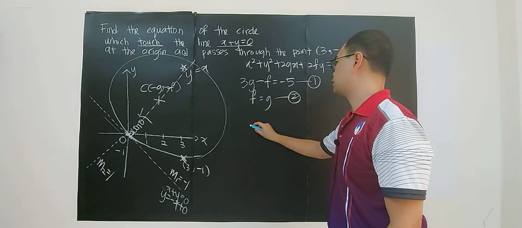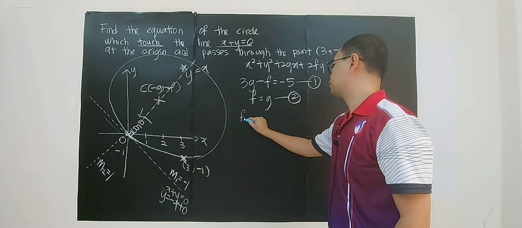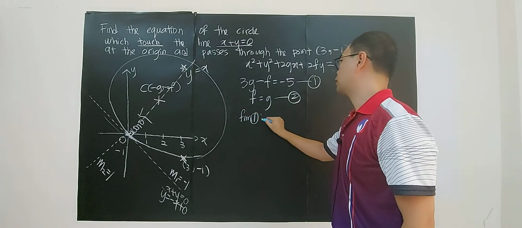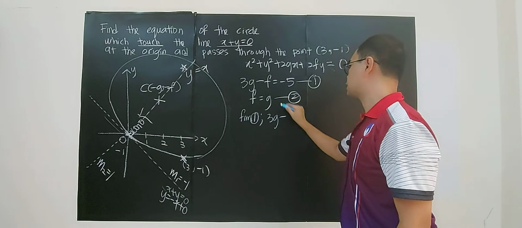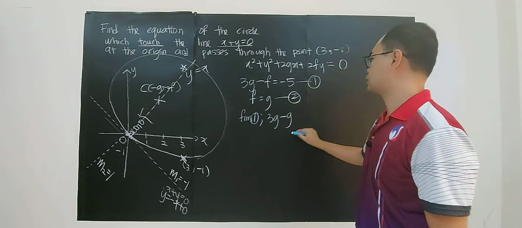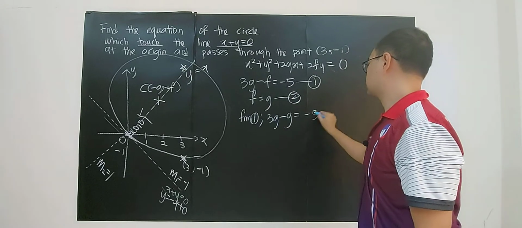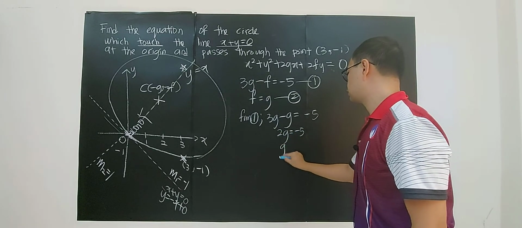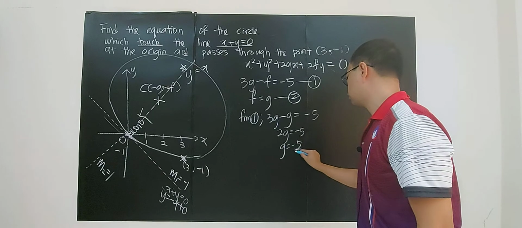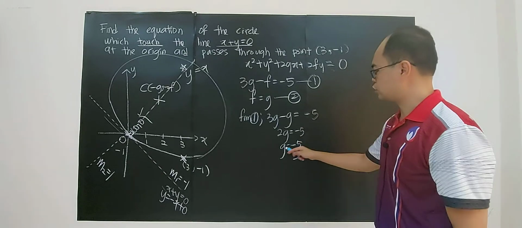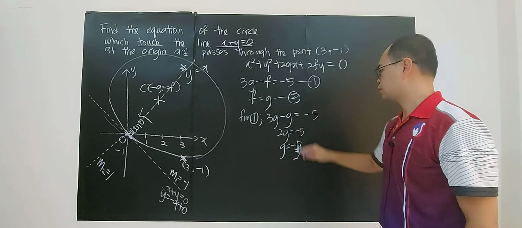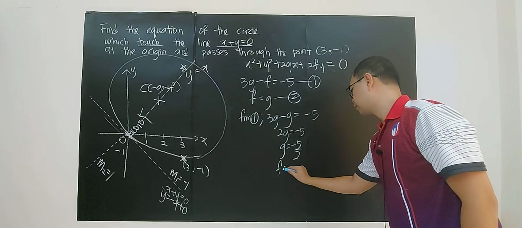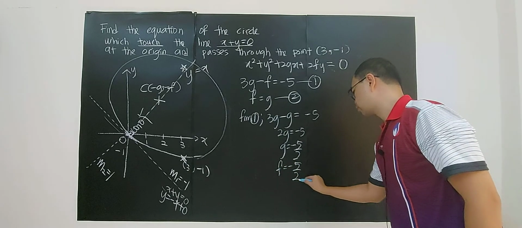We know f is g, right? So from equation 1, we know that 3g minus f is g. So we substitute with g, and we get 2g to be negative 5, and g to be negative 5 over 2, right? Of course, if g is negative 5 over 2, f is g, so it means that f is also negative 5 over 2, right?